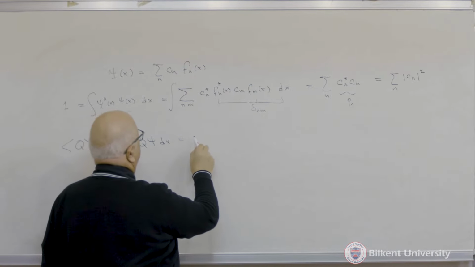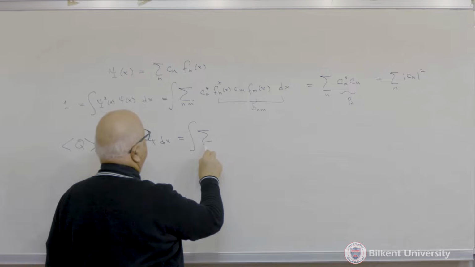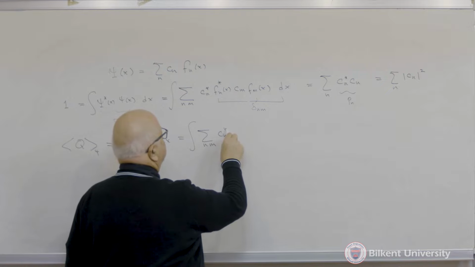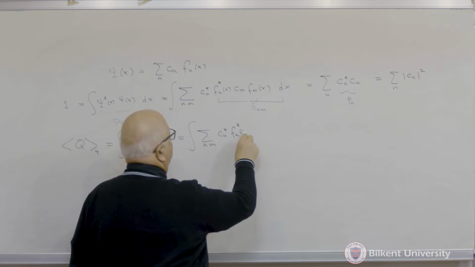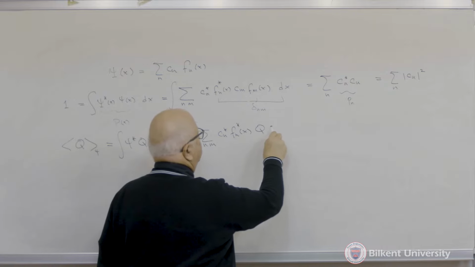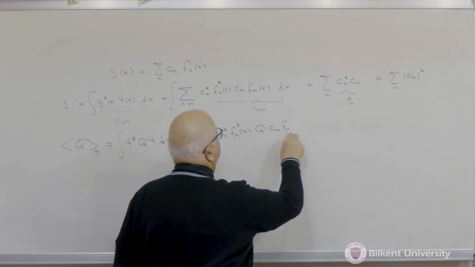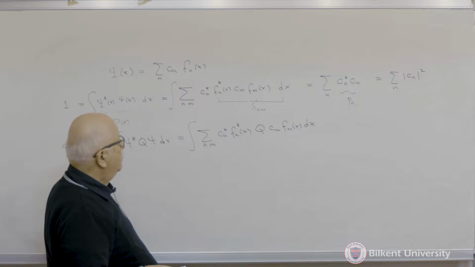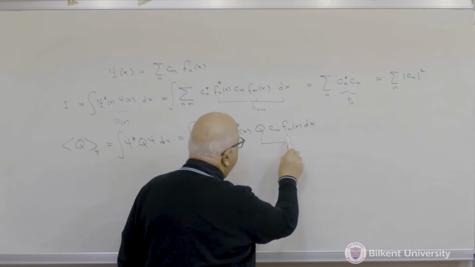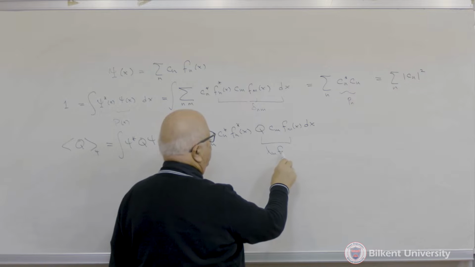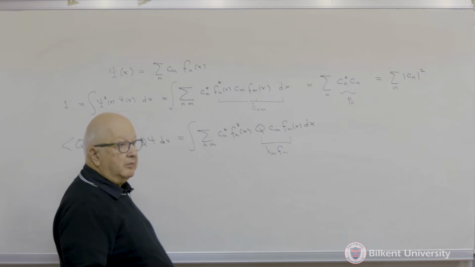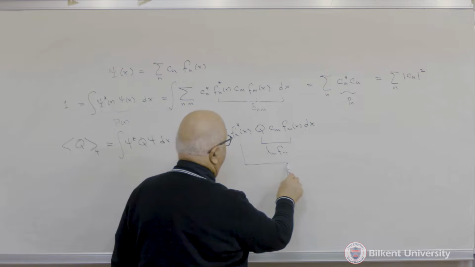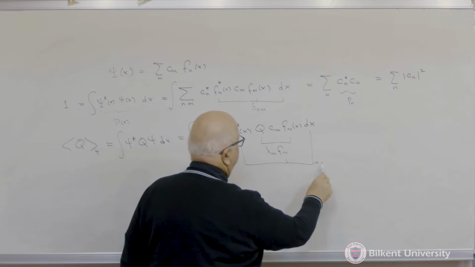So I'll do the same thing over here. Integral, again, I have two series, one for psi star, one for psi. So I get Cn star Fn star of x, q, Cm Fm of x dx. But q operating on Fm is just lambda m times Fm, right? It's just an eigenvector. And then I have this Fn star Fm term, integral, which is going to give me delta nm.